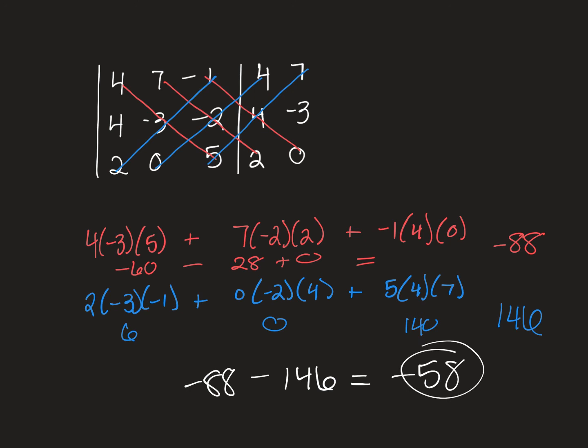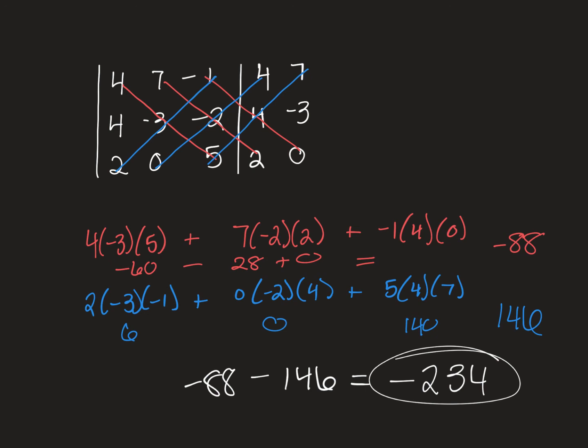Wait. Oh my gosh. No, you don't. They're both negative. -234. See, guys, even the math teacher messes up sometimes. So you get negative 234 for your determinant.